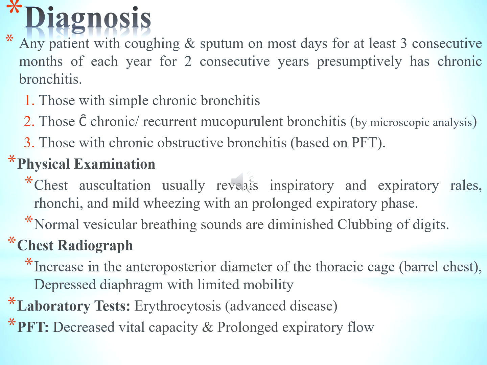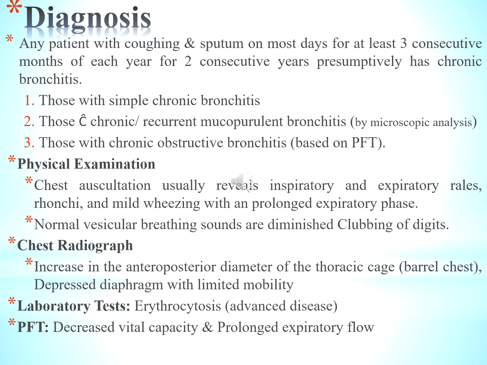Then coming to the diagnosis, any patient with cough or sputum on most days, for at least 3 consecutive months of the year, for 2 consecutive years has chronic bronchitis. Those with simple chronic bronchitis, chronic or recurrent mucopurulent bronchitis, and those with chronic obstructive bronchitis can be identified based on the PFT, pulmonary function test. Then physical examination, that is auscultation, usually reveals inspiratory and expiratory rhonchi, then mild wheezing with a prolonged expiratory phase. The normal vesicular breath sounds are diminished, and clubbing of digits is seen.